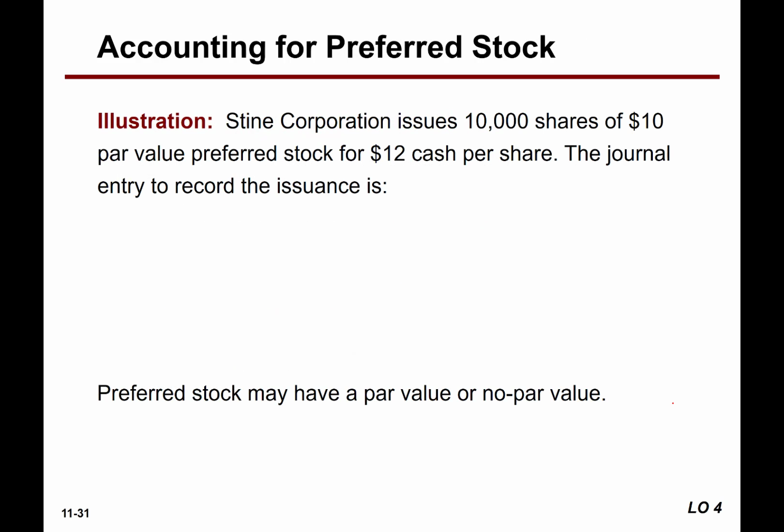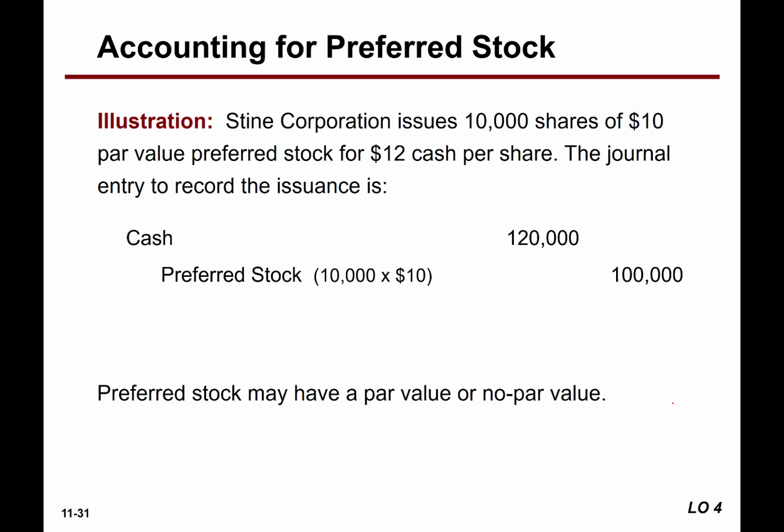Okay. So we come over and we take a look, and when we issue the preferred stock, and they issue it for $12 per share, and the par value is what? 10,000. And so it's just like we saw for the common stock, the number of shares times the par value, that goes to the preferred stock. The difference goes into paid-in capital in excess of par, right? Our APIC. Okay, good.